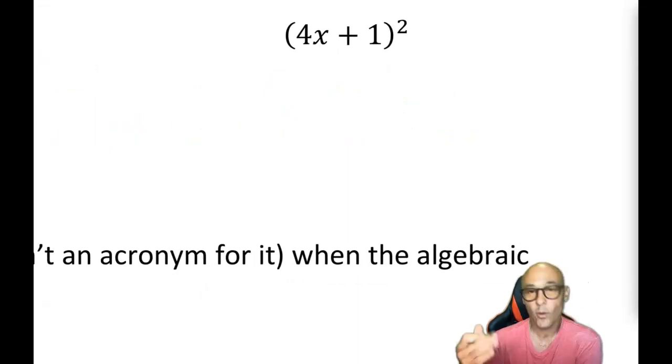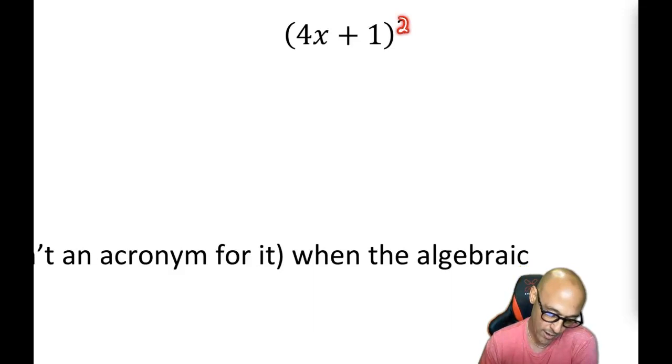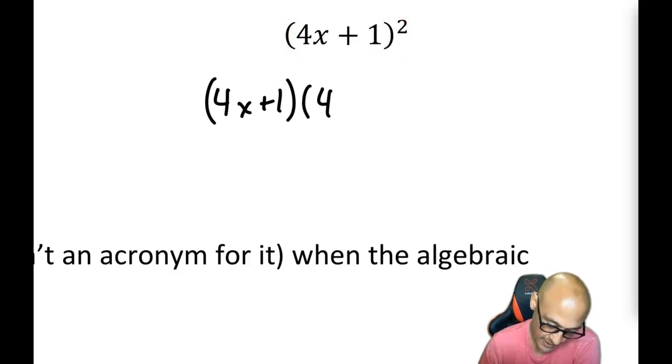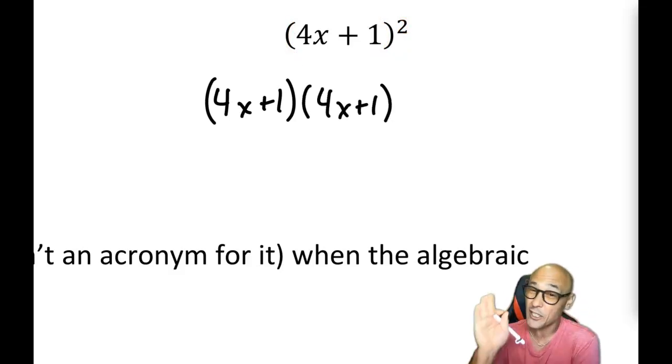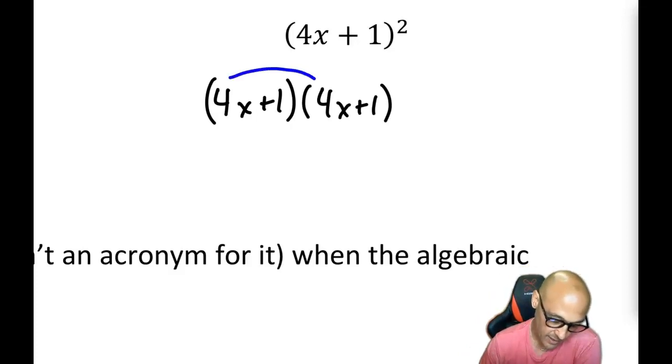All right. Now this one you may look at and think, that's not a situation where we need to FOIL. But it is, because we are squaring this, which really just means that we are taking it and multiplying it by itself. It's a good idea to write it out this way so that you get that FOIL done correctly.